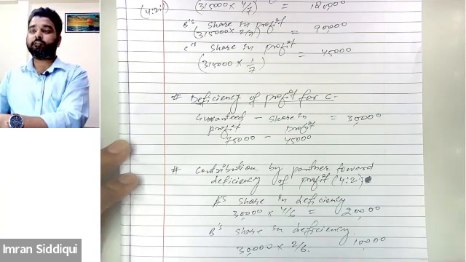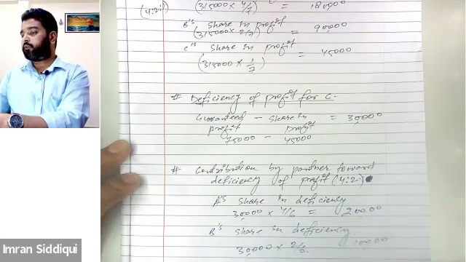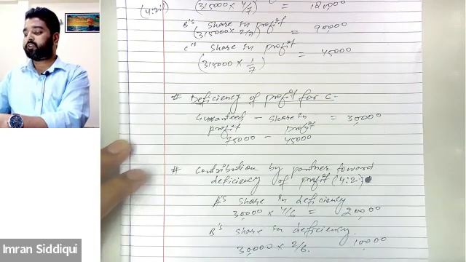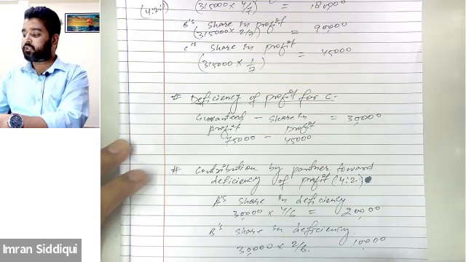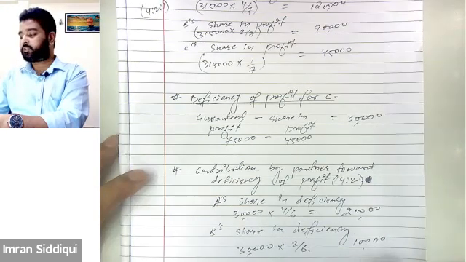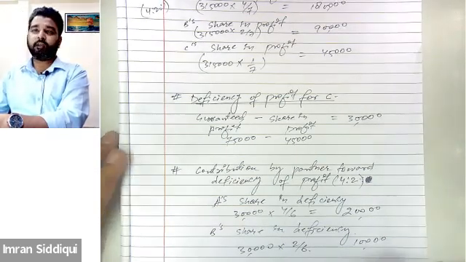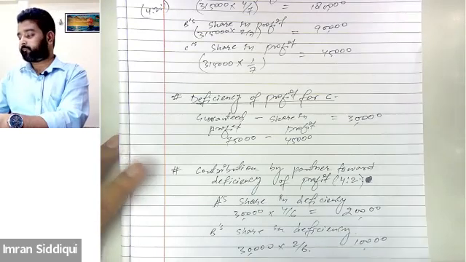One more step is left. We have shown the distribution, we calculated the value of deficiency, then we found out A and B's share in the deficiency of C. Now we will calculate the actual amount of profit.